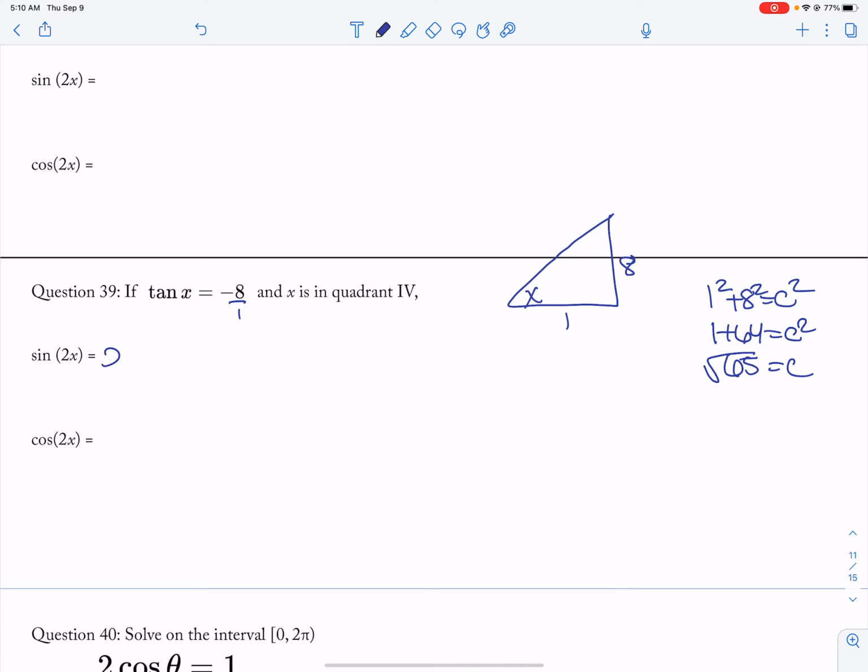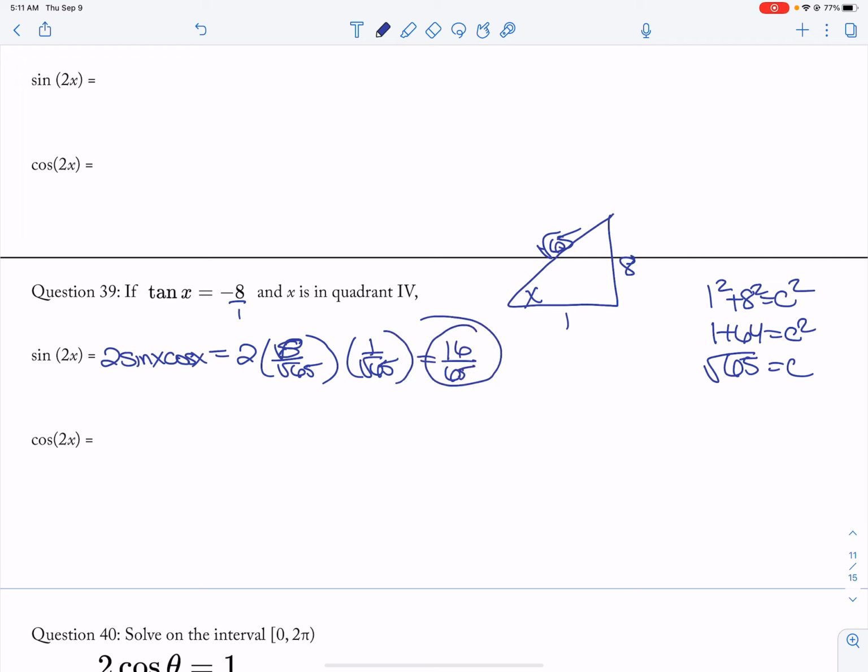So then 2 sine x cosine x. So then 2 times sine. Sine would have been 8 over root 65. Cosine would have been 1 over root 65. So then I would have gotten 16 over 65.